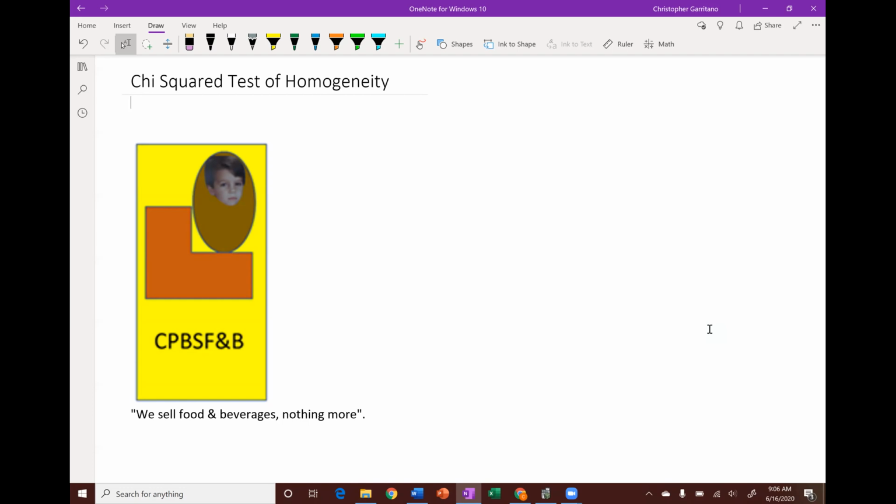Today we'll talk about the chi-squared test of homogeneity, which is the second of the three types of chi-squared tests that we will be covering.